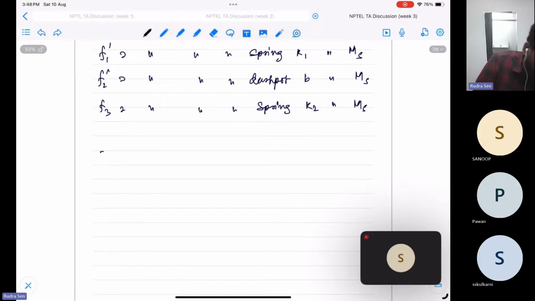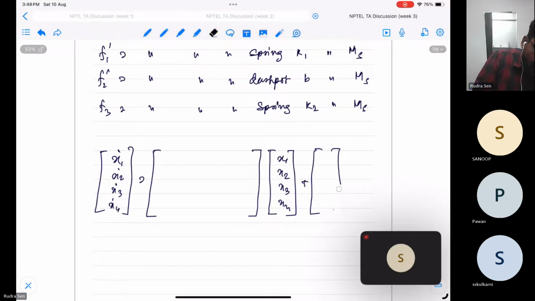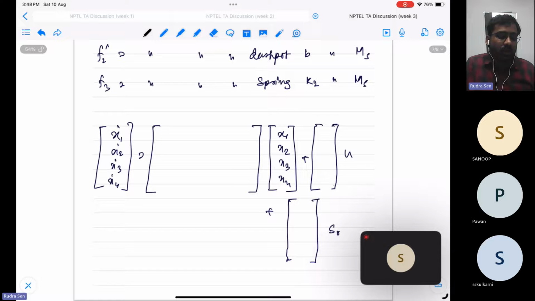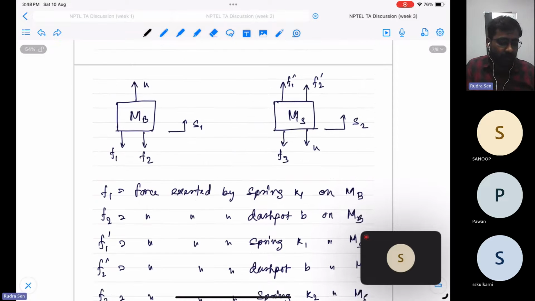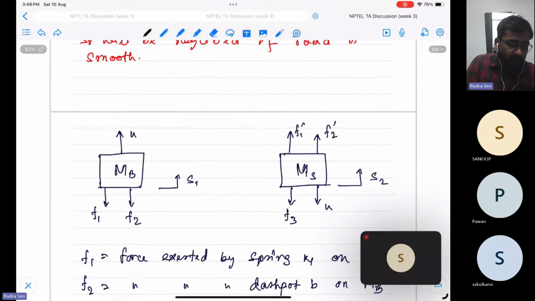two displacements. So the number of states will be 4. So this would be, let's say, x1 dot, x2 dot, x3 dot, x4 dot. This would be the system matrix into x1, x2, x3, x4 plus some input vector into U, and plus some disturbance vector into SR you will get. So this kind of structure you will get. So I hope you can do this on your own as homework. You can try this kind of thing.